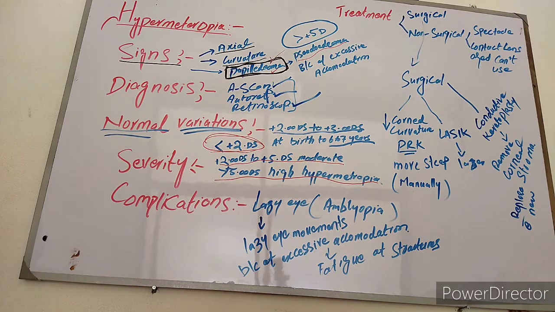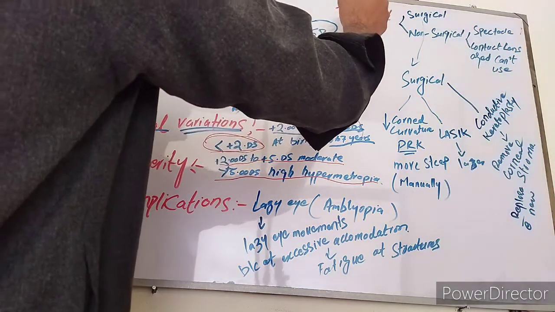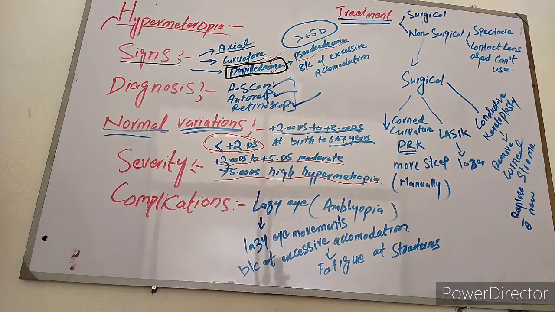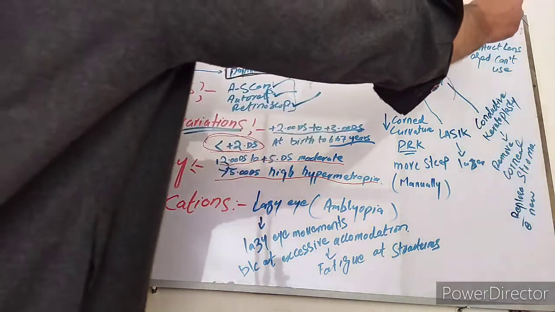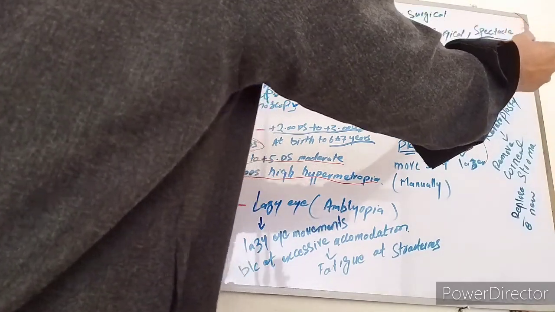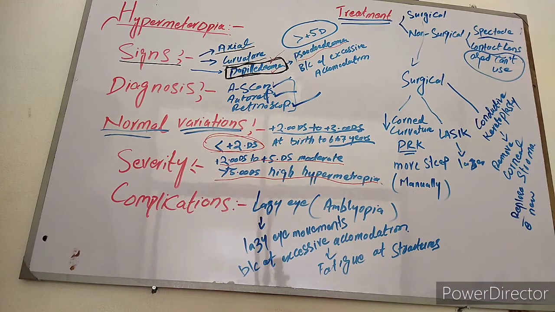Now we are going towards the treatment of hypermetropia. This is the most important part. Here we can treat hypermetropia surgically as well as non-surgically. You know very well, I have explained myopia, we can treat myopia with spectacles and contact lenses. Here we can also treat hypermetropia with the help of spectacles as well as contact lenses. But older, aged patients cannot use contact lenses. The contact lens we can provide only to younger patients.